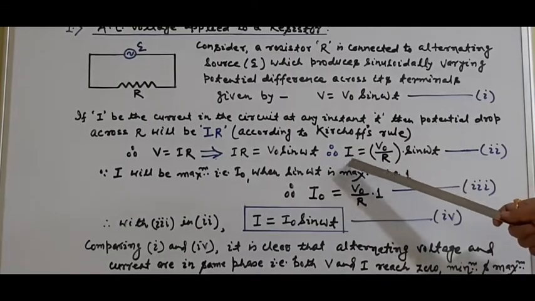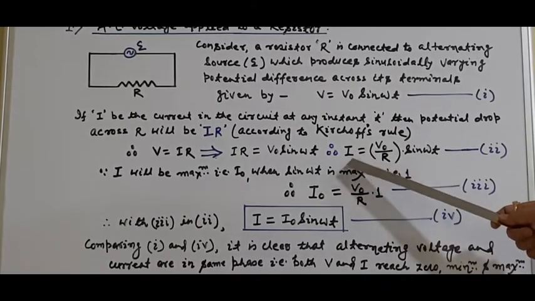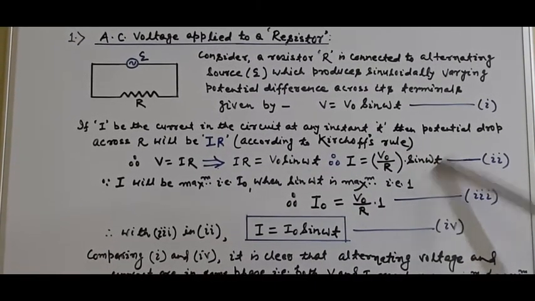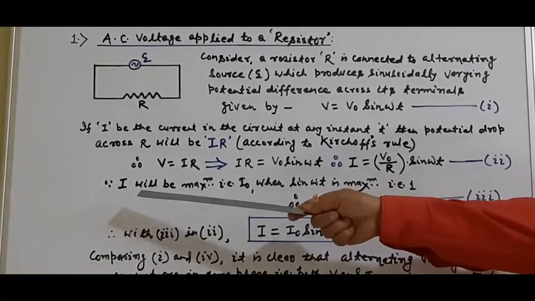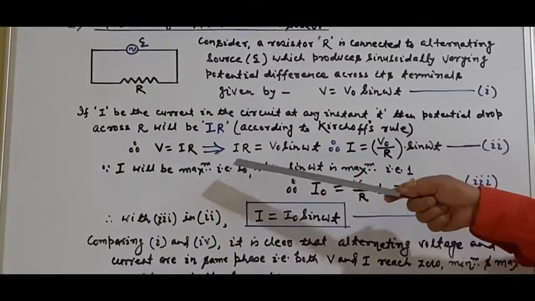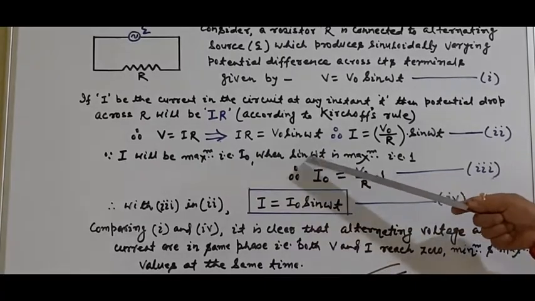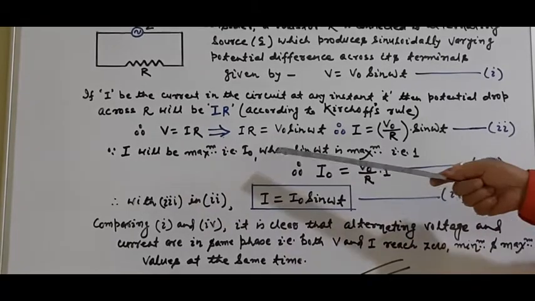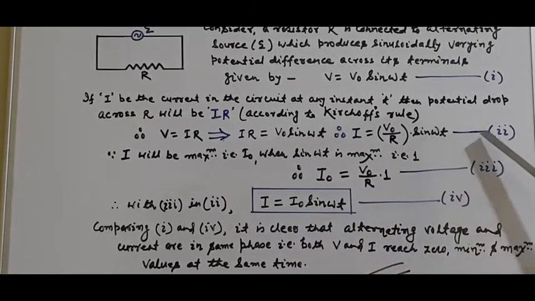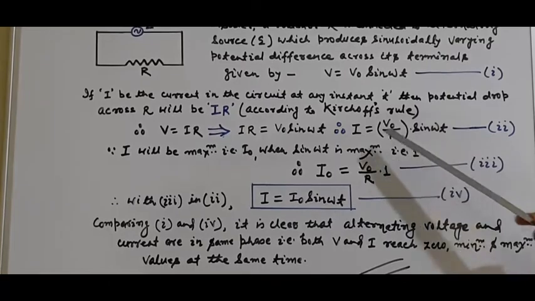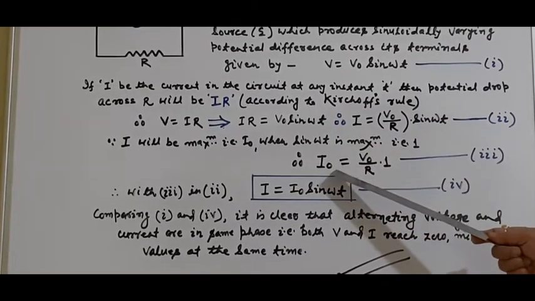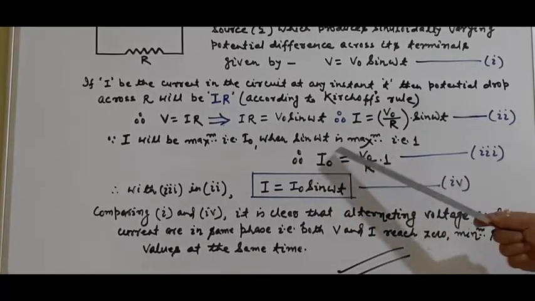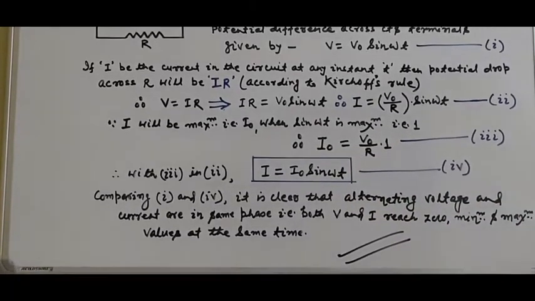Then the question is, when does this current I become maximum? I will be maximum when sine omega t is maximum, meaning its value is equal to 1. So we shall write that: I will be maximum, that is I naught, when sine omega t is maximum, that is 1. Whenever you require, please must mention this sentence always. Now in equation number 2, in place of sine omega t put 1, so I becomes I naught. So I naught is V naught by R, as sine omega t is 1. This I naught is the maximum or peak value of the current through R.